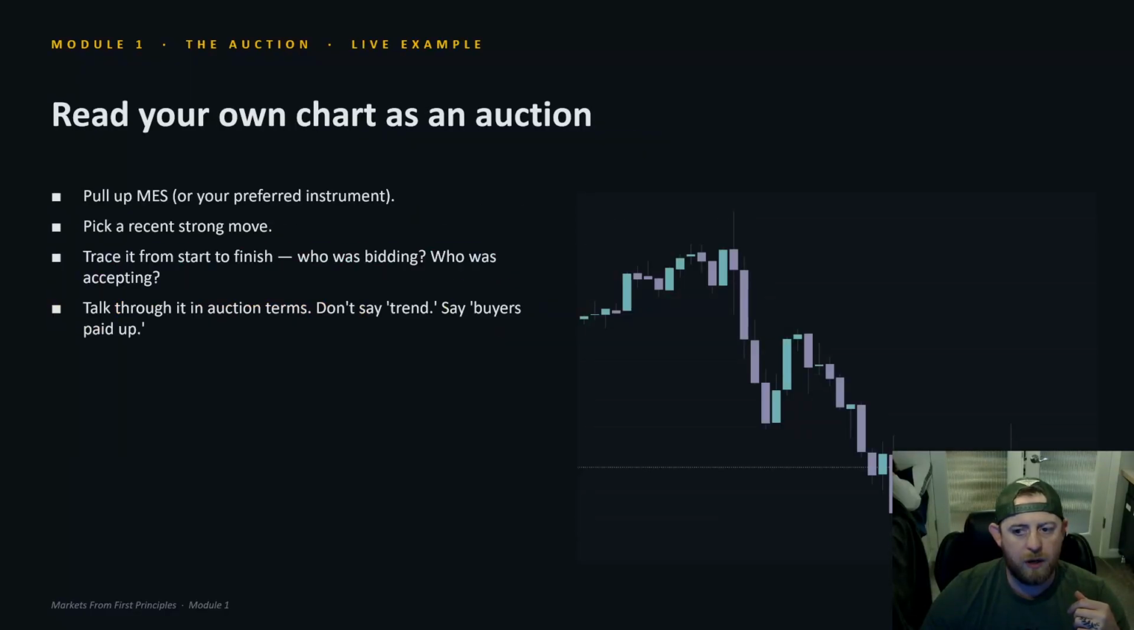So I would encourage you to pull up your own chart and find something, just anything, and go through this with me, but I'm also going to do it here too. So let's walk through this chart without saying things like the trend went up. Instead, we're going to say something like buyers paid an increasingly higher price to find willing sellers, and sellers eventually ran out at X level. That is an explanation. That is not a description.